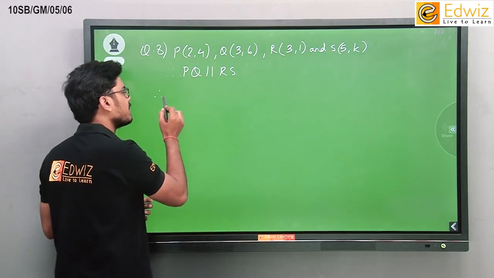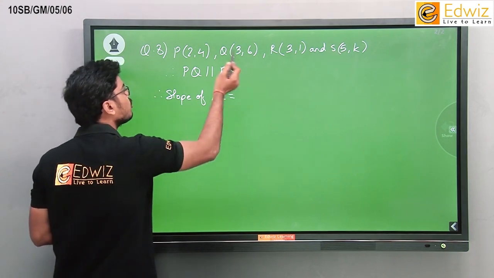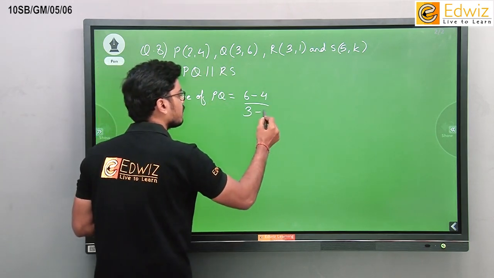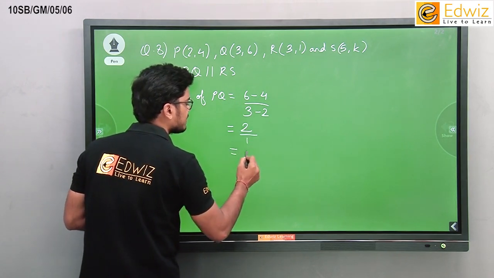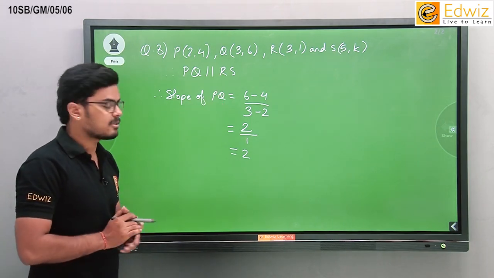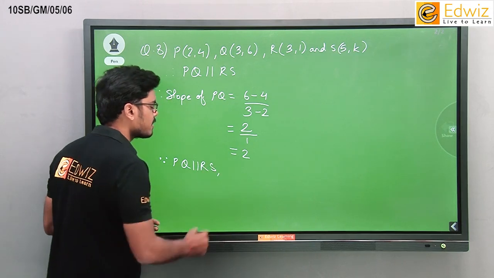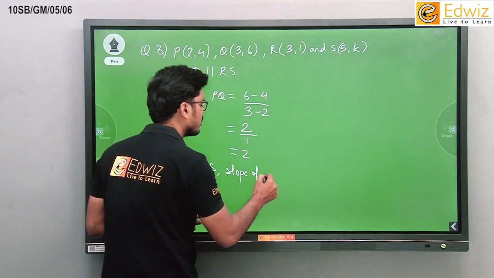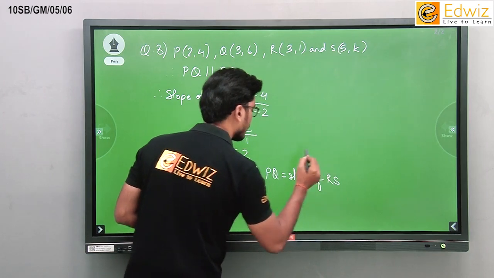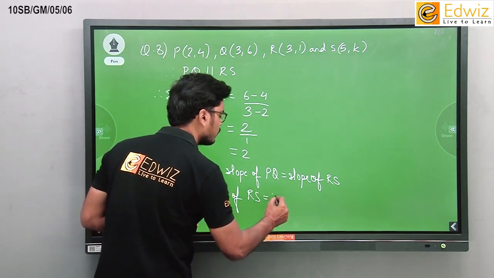So let us find out the slope of PQ, which will be equal to, use the formula, y2 minus y1 upon x2 minus x1. So 6 minus 4 upon 3 minus 2. So you are getting 2 divided by 1, that is just 2. So 2 is the slope of line segment PQ. Now if the lines are parallel, the slope of RS is also going to be 2. So we'll write that since PQ is parallel to RS, slope of PQ is equal to slope of RS, therefore slope of RS is also equal to 2.